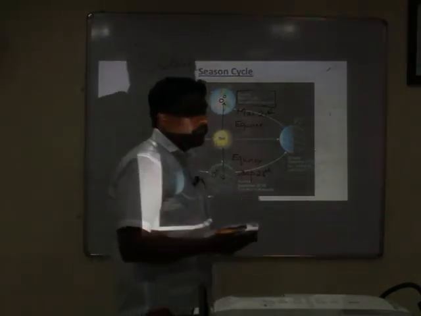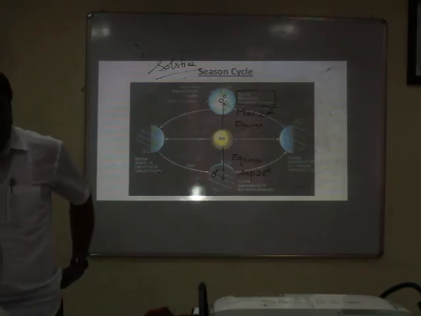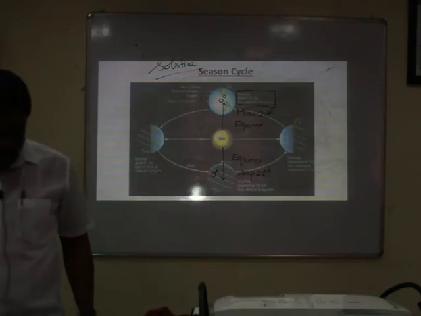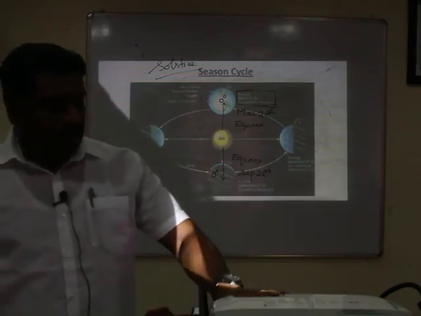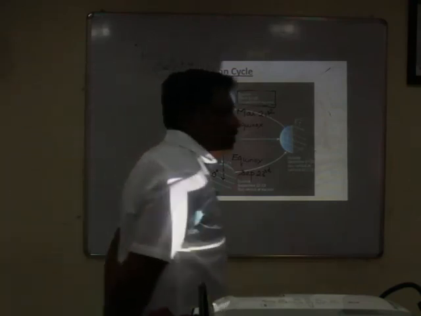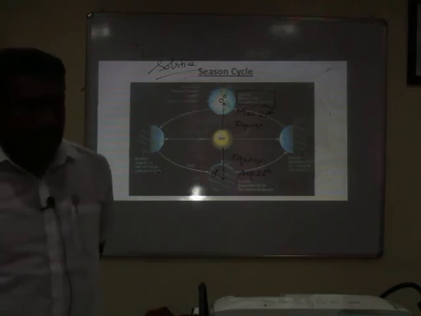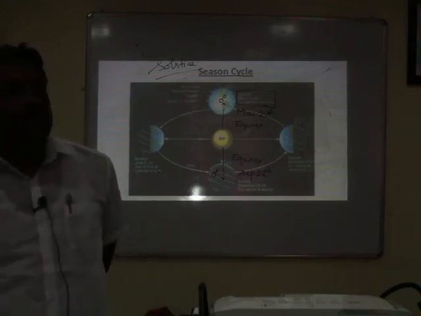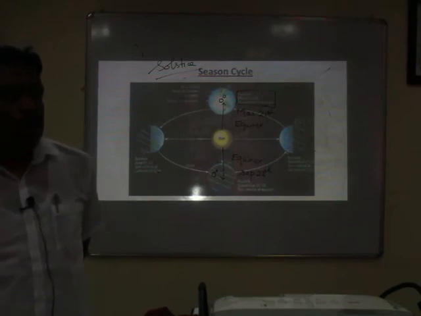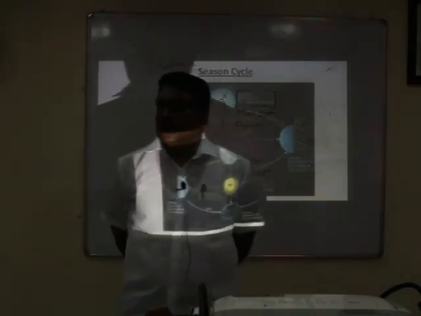It is the day when the axis of rotation, or axis of earth, tilts maximum towards the sun. Solstice occurs twice a year.